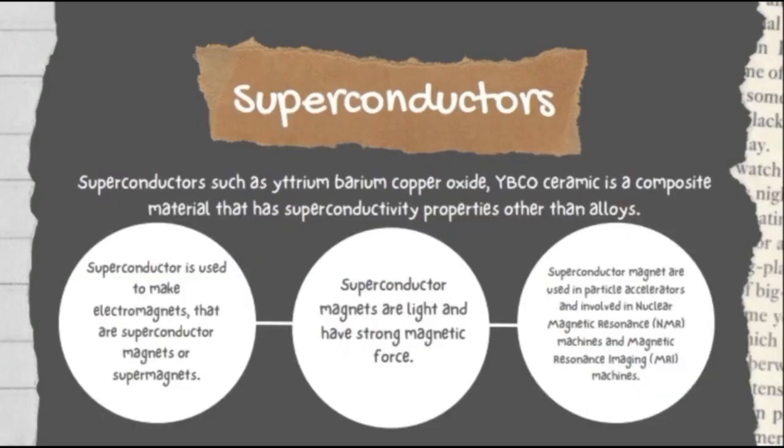Next, we move to superconductors. Superconductors such as lithium, barium, copper oxide, YBCO ceramic are composite materials that have superconductivity properties other than alloys. Superconductors are used to make electromagnets that are superconductor magnets or supermagnets. Superconductor magnets are light and have strong magnetic force. Superconductor magnets are used in particle accelerators and involved in nuclear magnetic resonance (NMR) machines and magnetic resonance imaging (MRI) machines.